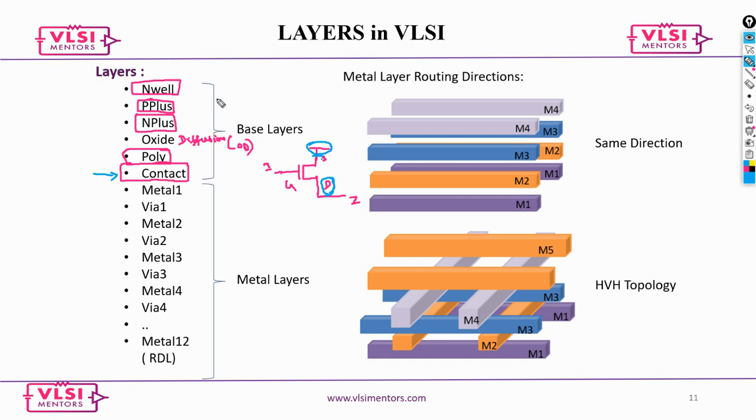Now these layers are the ones which we call base layers. People even call this FEOL, front end of line. Now these base layers help in fabricating or manufacturing your transistors. Now comes, if you look at the transistors or gates.